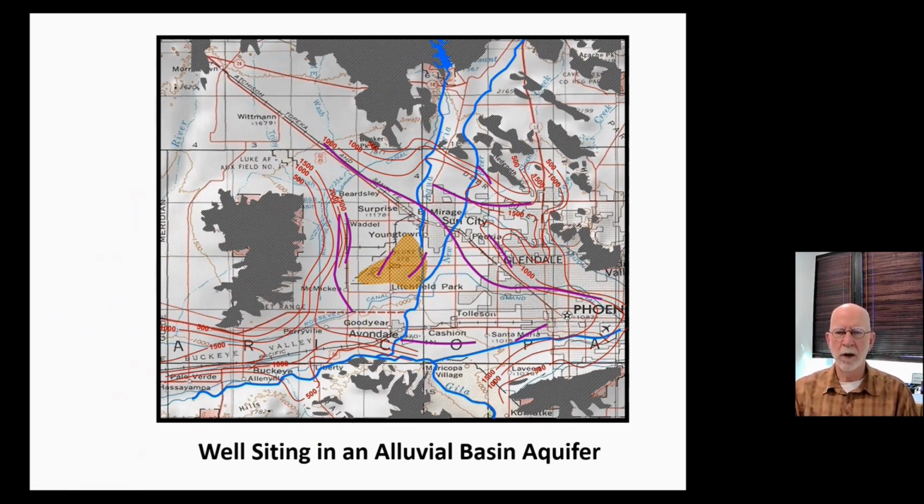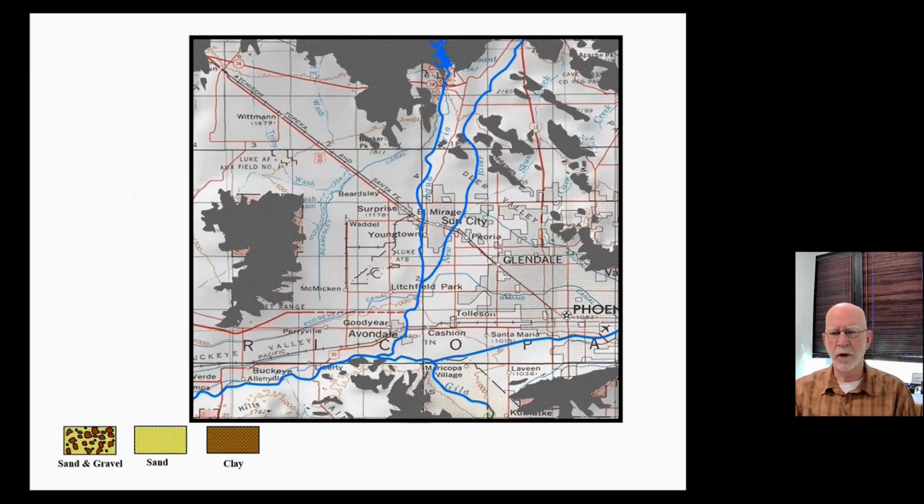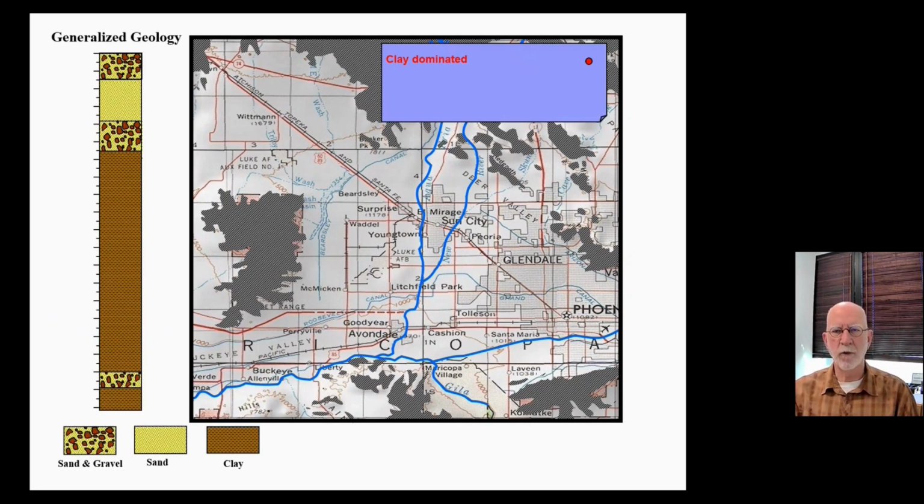So we know about the shape of the bowl, but we don't know about the sand and silt and gravel that's in it. Well, now we can look at well logs. And if we generalize, and let's say we have these three categories, sand and gravel, just sand, and clay, we can look where different categories of wells are. There's some in this area that have a whole lot of clay in the lower part, just a little bit of sand and gravel at the top.